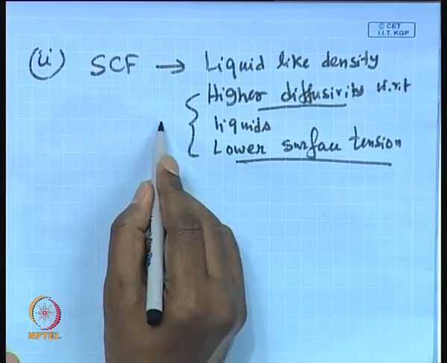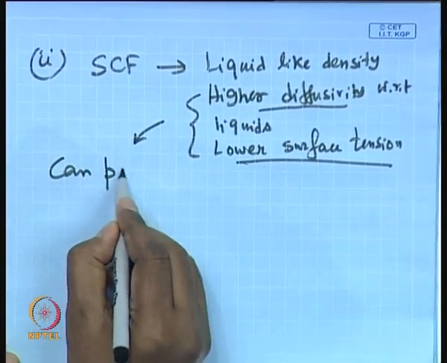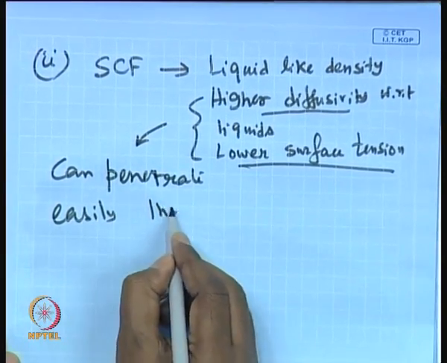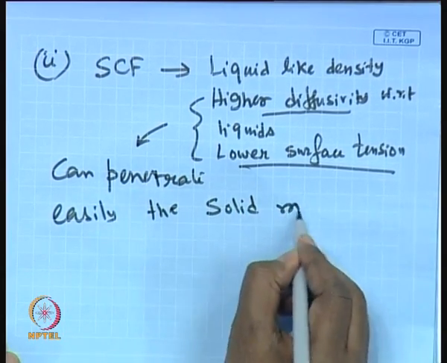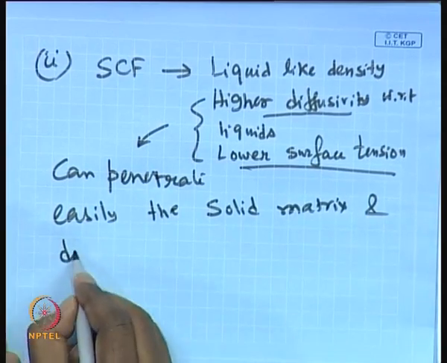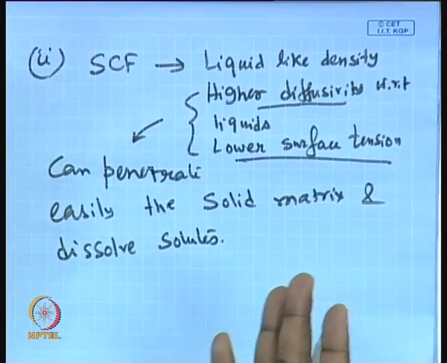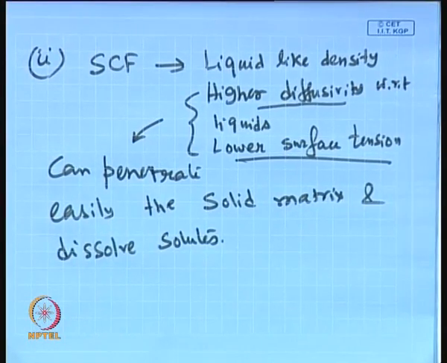Since the surface tension is very small and the diffusivity of the solvent is pretty high, they can penetrate the solid matrix easily and dissolve solutes. That means, if you have a material where the solutes are present on the surface as well as inside the material, because of lower surface tension and higher diffusivity, they can penetrate from the surface inside the material, attack the solutes, dissolve them and take them out. Okay. So, these are the two important advantages of any supercritical fluid extraction.